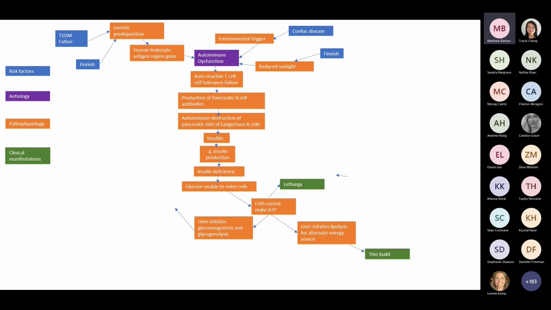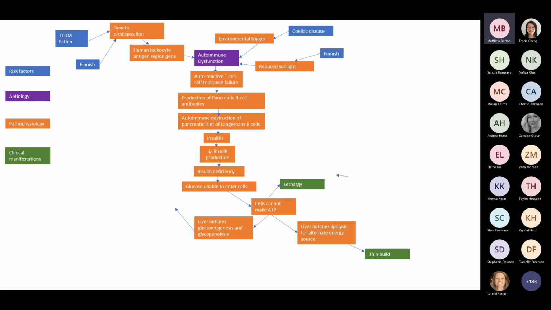Yes, that's right. So you get weight loss. So that explains her thin build. This is a fairly common presentation with a type 1 case, particularly in children. They've had rapid weight loss or recent weight loss. That's because they're using fat as an energy source.